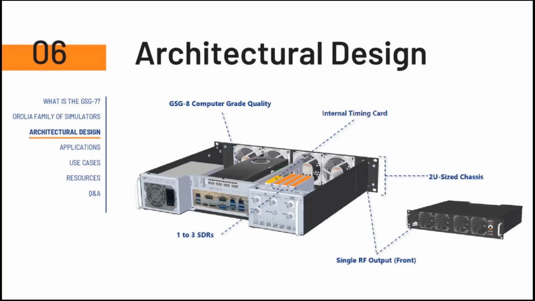Then we combine all the signals from the RF cards inside the chassis, and we output the composite RF signal on the front panel of the simulator on a TNC-type connector. So the only thing the user has to do is connect the receiver with the RF cable to the simulator and click on start to play a simulation.